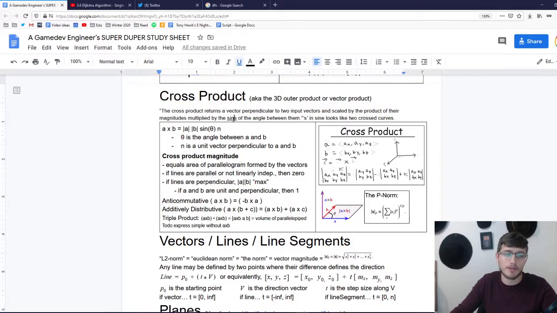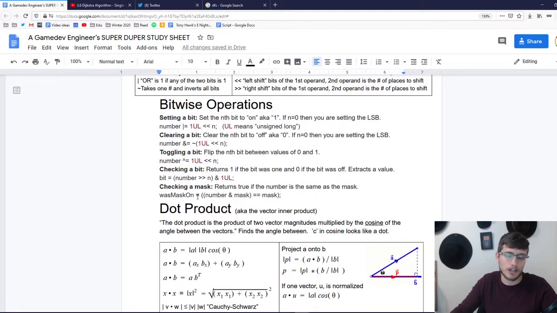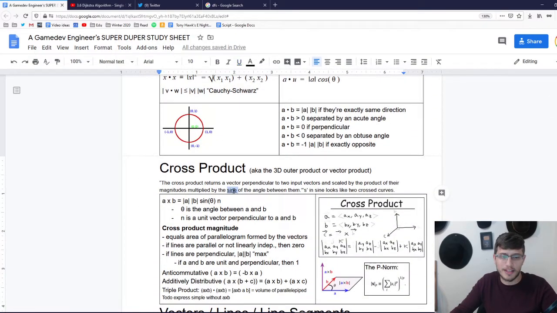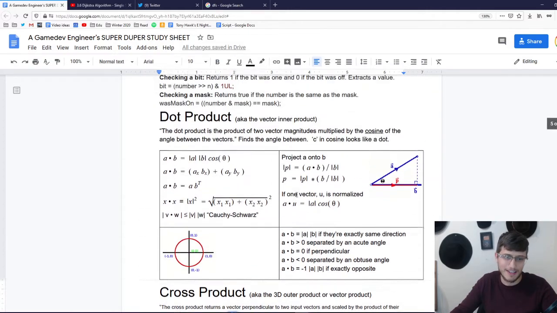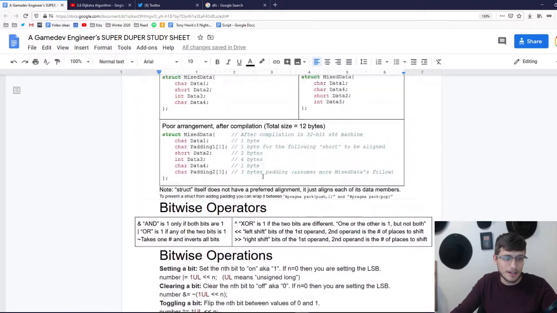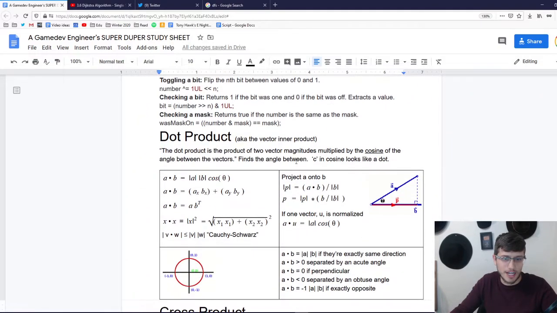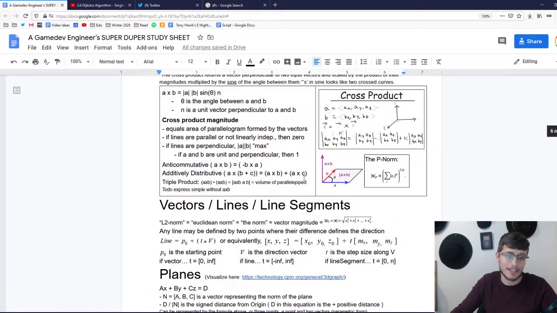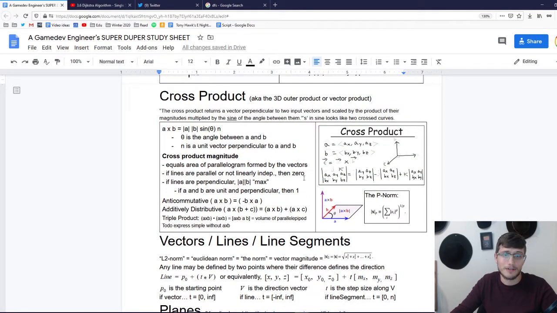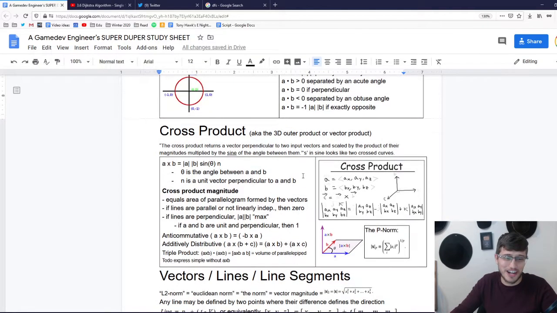I like to remember that it's the sine of the angle between them versus the cosine, right? For the dot product, you multiply by the cosine. But I like to remember that it's the sine for the cross product because the S kind of looks like two crossed curves. And for the dot product, the C in cosine kind of looks like a dot. So that's how I remember: C for cosine for dot, S for sine for cross.